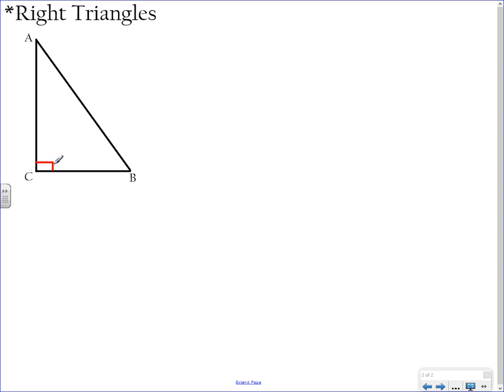That means that it's 90 degrees. So this angle is 90 degrees. Okay, that's what we're given. Now, if you have a right triangle, any side that is right next to this right angle is a leg. So this will be a leg, and this will also be a leg because it's right next to the right angle. Now, if the side is opposite to the right angle, then that part is known as a hypotenuse.